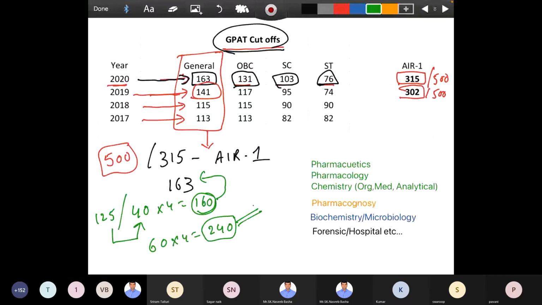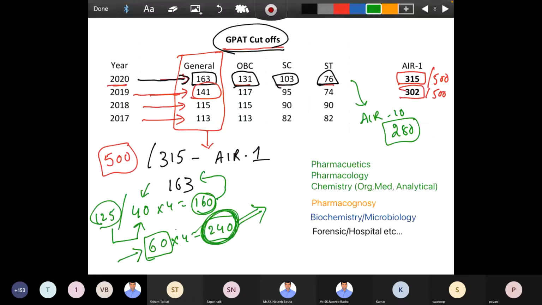In fact, in 2020, All India Rank 10 scored 280 marks. Now look at this. If you can do 60 questions correctly, it is a sure way of success, and you will get a very good rank. So what is required? You have 125 questions. If you could do 40, you will qualify. If you could do 60, you will get a very good rank. So what does it indicate?